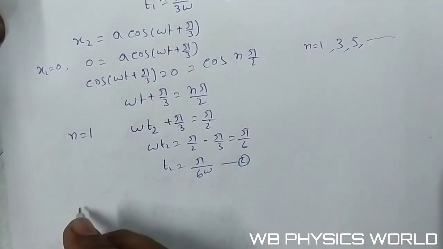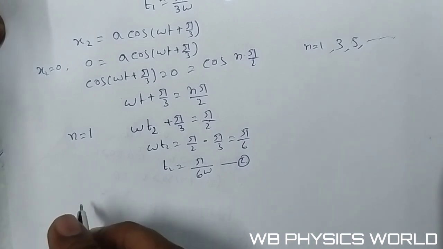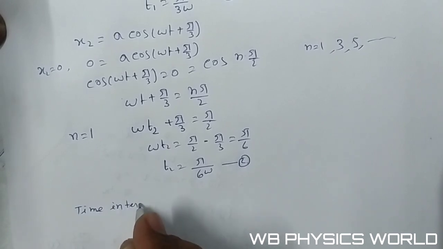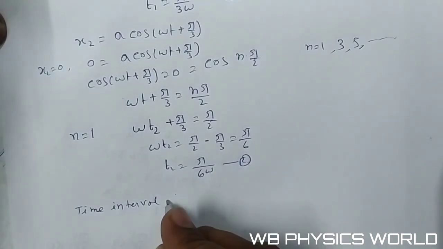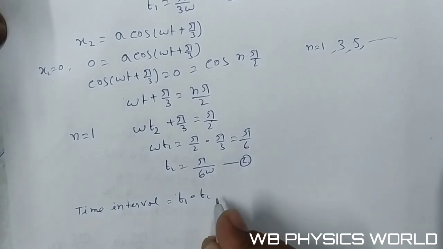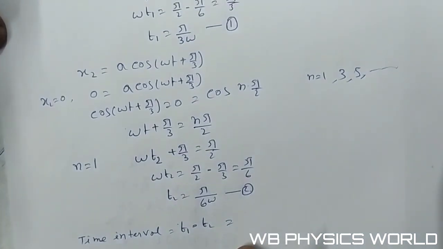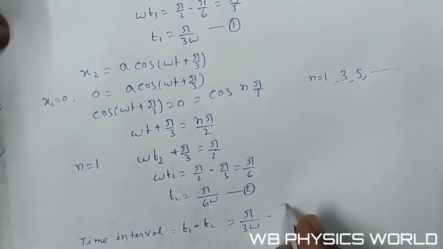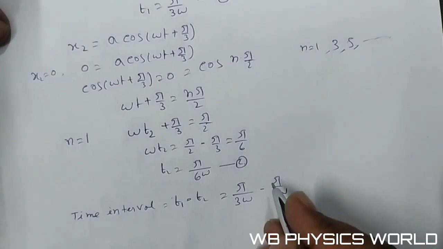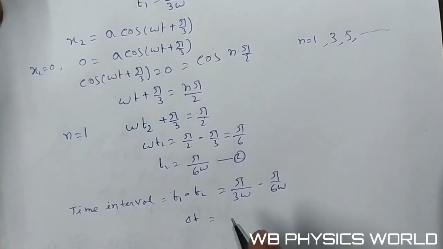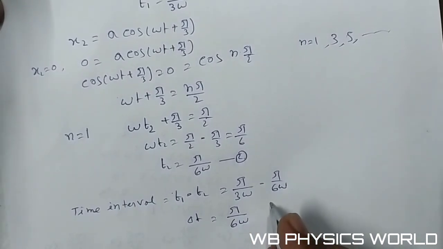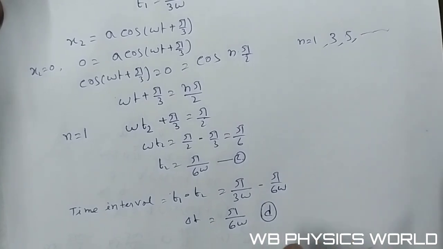So the minimum interval of time, that is t1 minus t2. Here the value of t1 is pi by 3 omega and t2 is pi by 6 omega. So the interval, let's say delta t, equal to pi by 6 omega. So option D is correct.